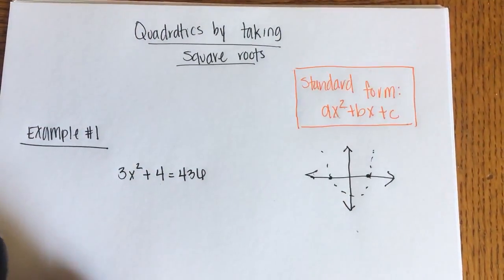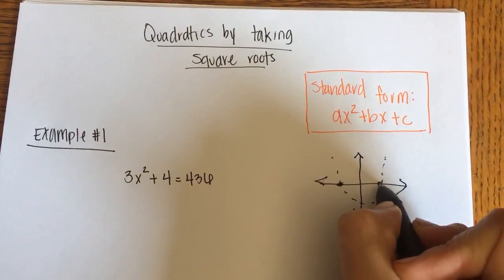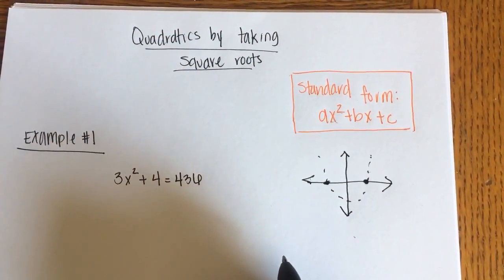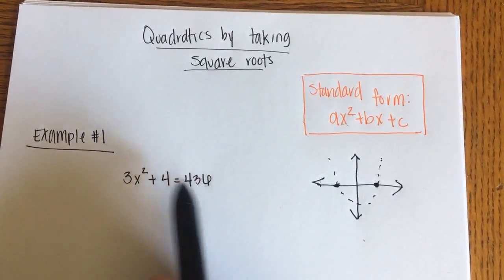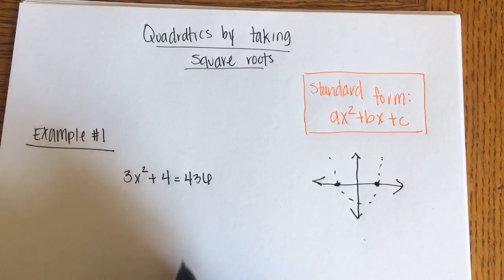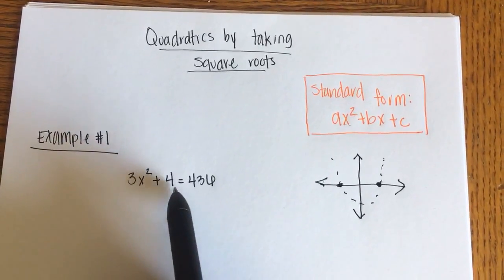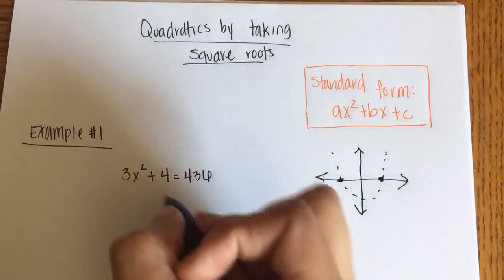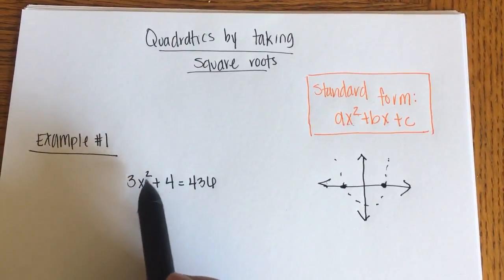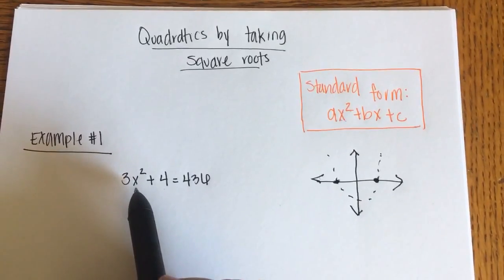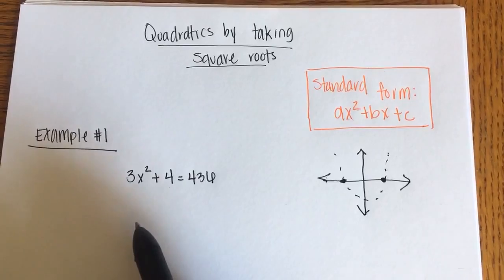Well, today what we're gonna do is we're gonna still find these two zeros, but we're gonna see a different form that the equation takes. Okay, so you'll have 3x squared plus 4 equals 436. So in this case, you still want to find the x's, the roots. And so instead of factoring, we're gonna take the square root.